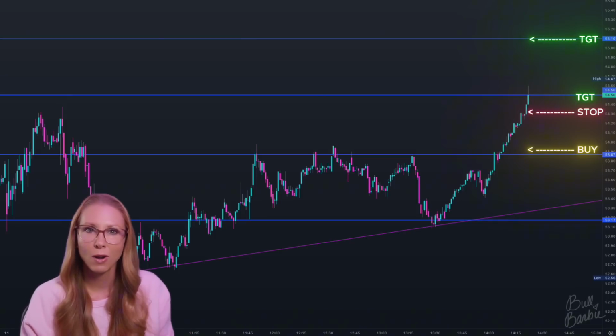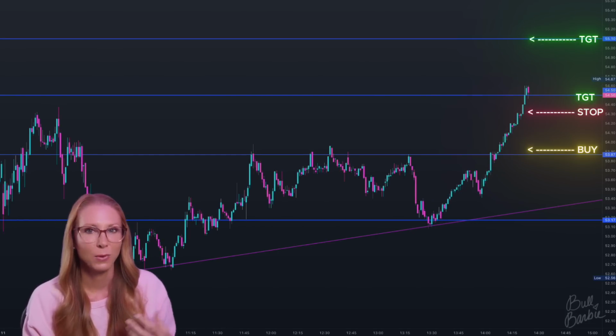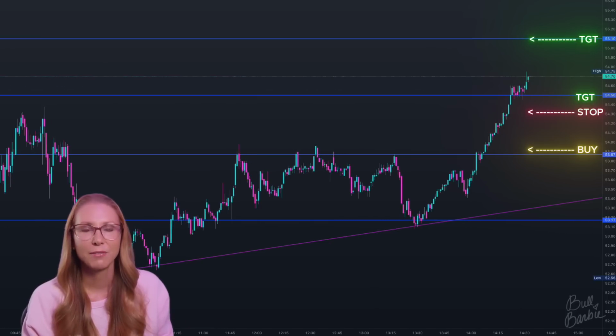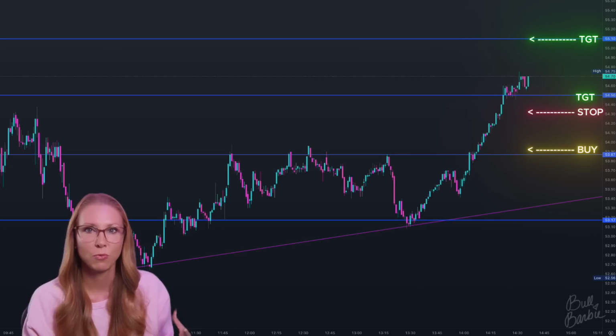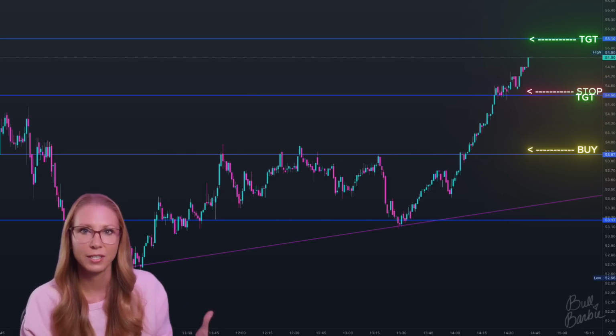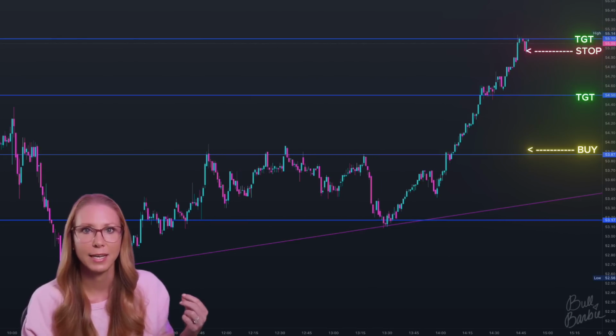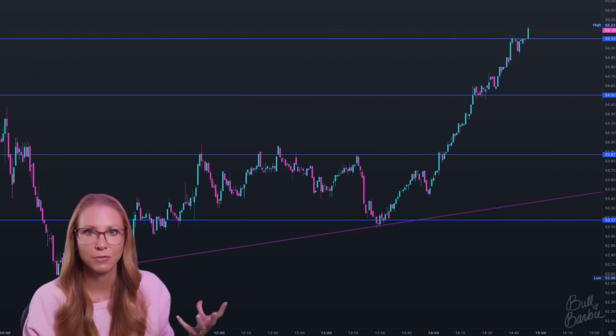And there's nothing wrong with managing a single lot and booking profits at a first target, but we've got to walk before we run in trading. But once you have a larger account with room for a larger position, that's when you can start to trail your breakout trades and try to maximize your profits even more.